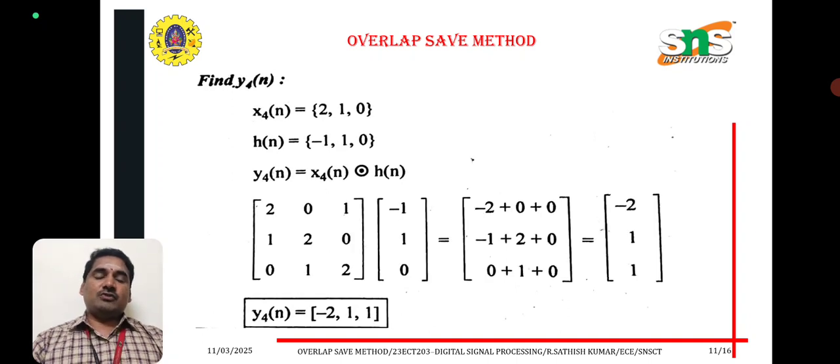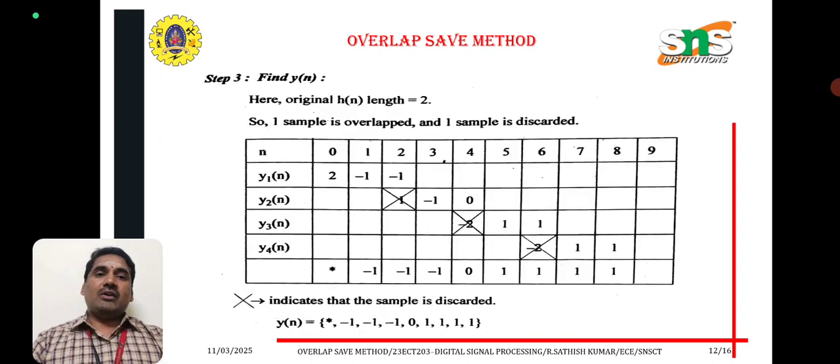Then y4 of n. x4 of n is equal to 2, 1, 0 and h of n is equal to minus 1, 1, 0. y4 of n is equal to x4 of n convolved with h of n. The matrix is 2, 1, 0, 0, 2, 1, 1, 0, 2 with minus 1, 1, 0. Now we multiply and then add. We get y4 of n is equal to minus 2, 1, 1.